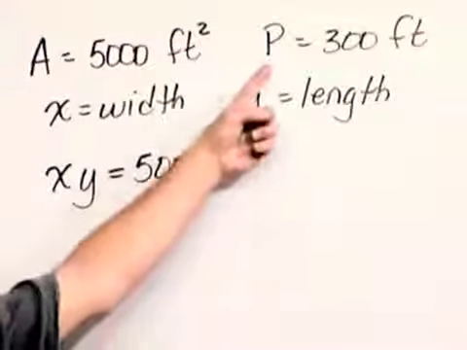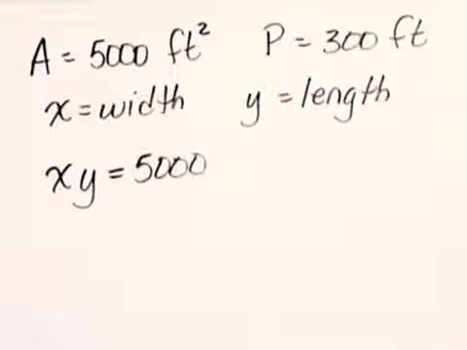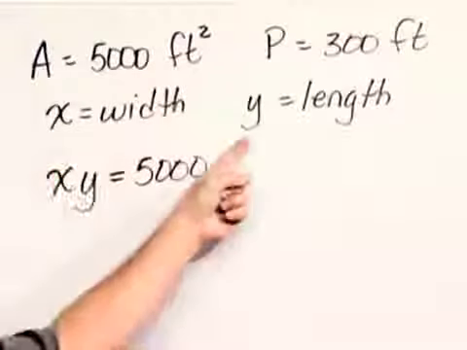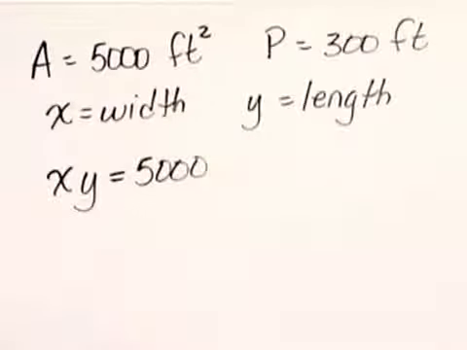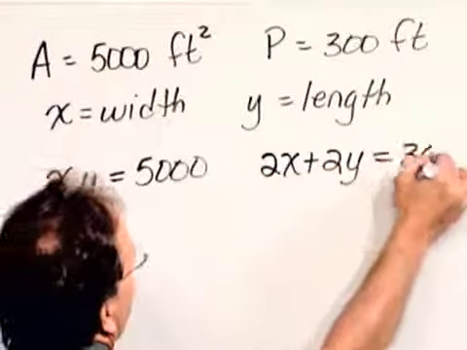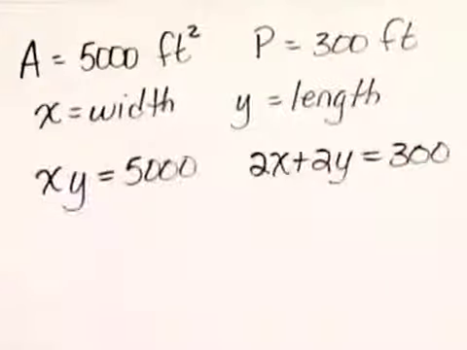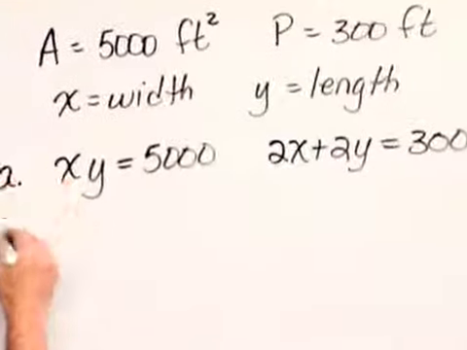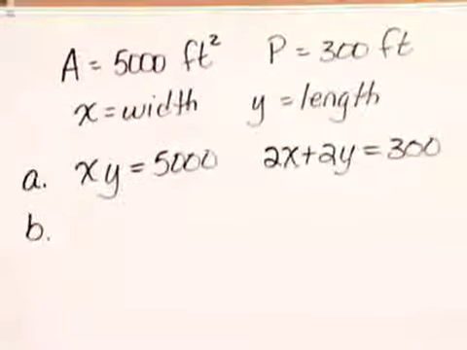The perimeter, which is 300 feet, we find by taking twice the width and adding it to twice the length. In other words, 2x plus 2y would equal 300. That is our second equation. We need to solve these two equations, this system, for part B. So this was part A, and now for part B.